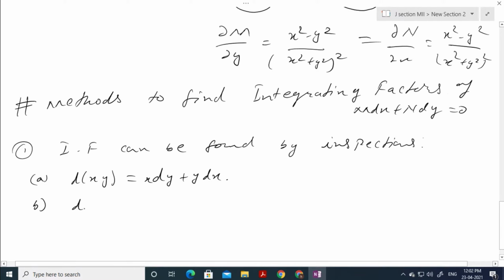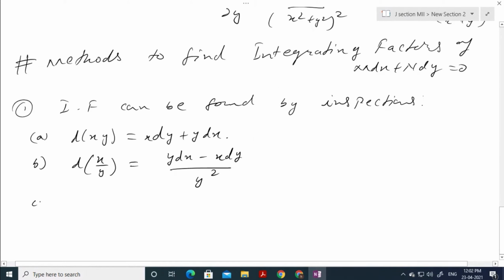Second one, d of x by y. What does this mean? y square, you have y dx minus x dy. So the whole of this thing can be written as d of x by y, and on integrating you will get x by y only. See, note down all this along with me. d of y by x, the differentiation of y by x, will be x dy minus y dx by the denominator square, that is x square.